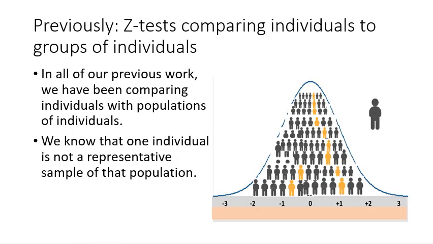Previously, we were doing z-tests comparing individuals to groups of individuals, like your IQ score to a group of individuals' IQ scores. But the problem is this. We know that one individual isn't really representative of the population. If we draw a person at random out of this sample, all we can generalize to is people like this person. So in order to make it good research, we really have to use groups of people, or more than one person.